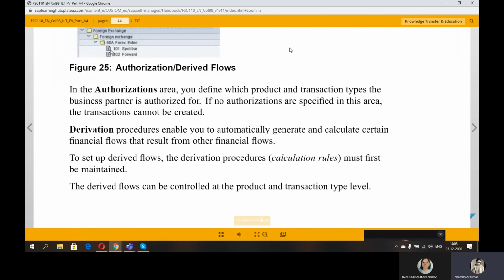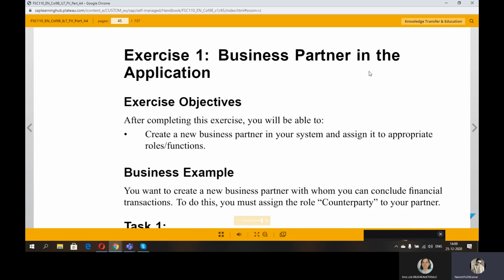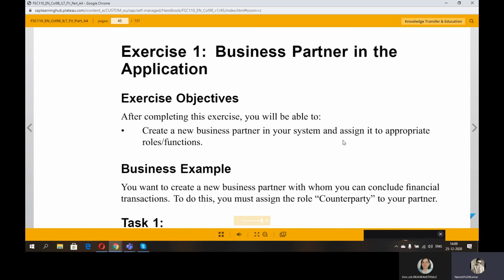What will happen is authorization, what will happen is the derivation. So here the authorization area, product and transaction types the business partner is authorized for. If no authorization is specified in this area, the transaction cannot be entered. Same as the derivation. Then the business partner application. So this is the overview. Okay.